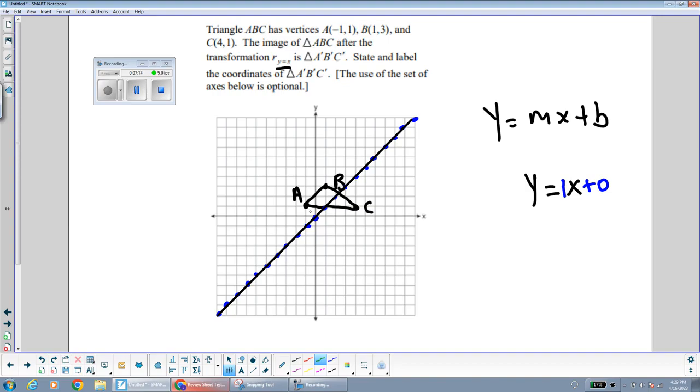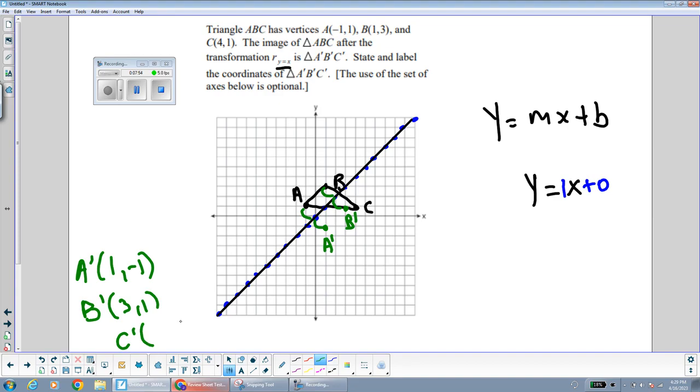So I see here that point A is one diagonal box from the line of reflection. So I want to go another diagonal box to the other side of the line of reflection. And that gives me the point 1, -1 for A prime. Okay, for B, I see that it's also one diagonal box to the line of reflection. So I want to go another diagonal box to get B prime. And let me write down the coordinates. That's 1, 2, 3, 1.